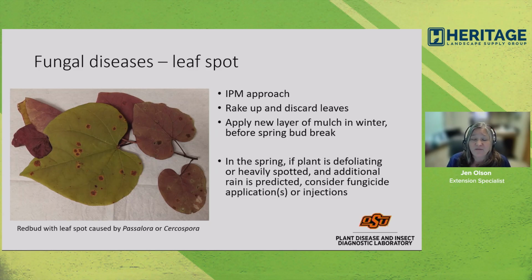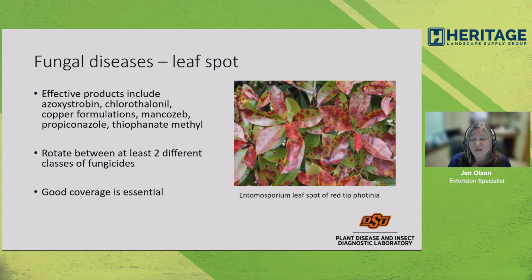In the spring, if you have a plant that has had trouble in the past, or you've seen it on other plants in the area, and you start to see some spots develop, you may want to use chemical control, which is a fungicide application, either foliar or an injection. There are lots of different products that are effective for chemical control of leaf spot diseases: azoxystrobin, chlorothalonil, copper, pick your favorite. In the landscape, we have a lot of choices.